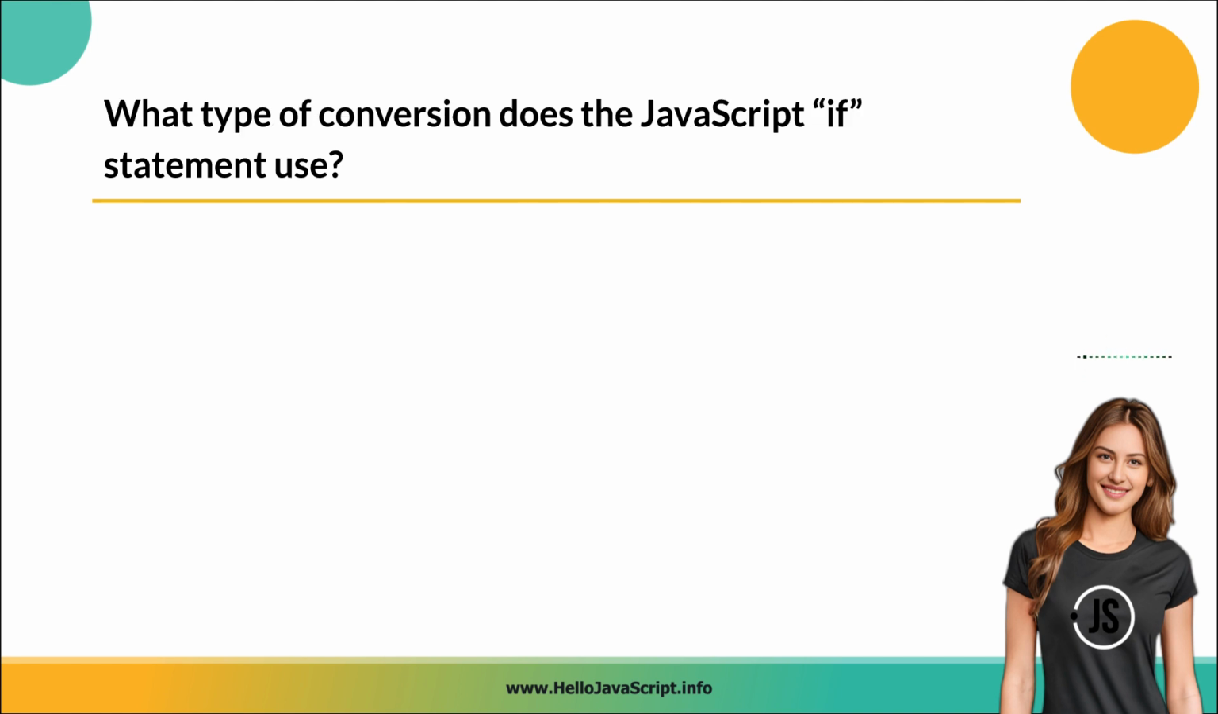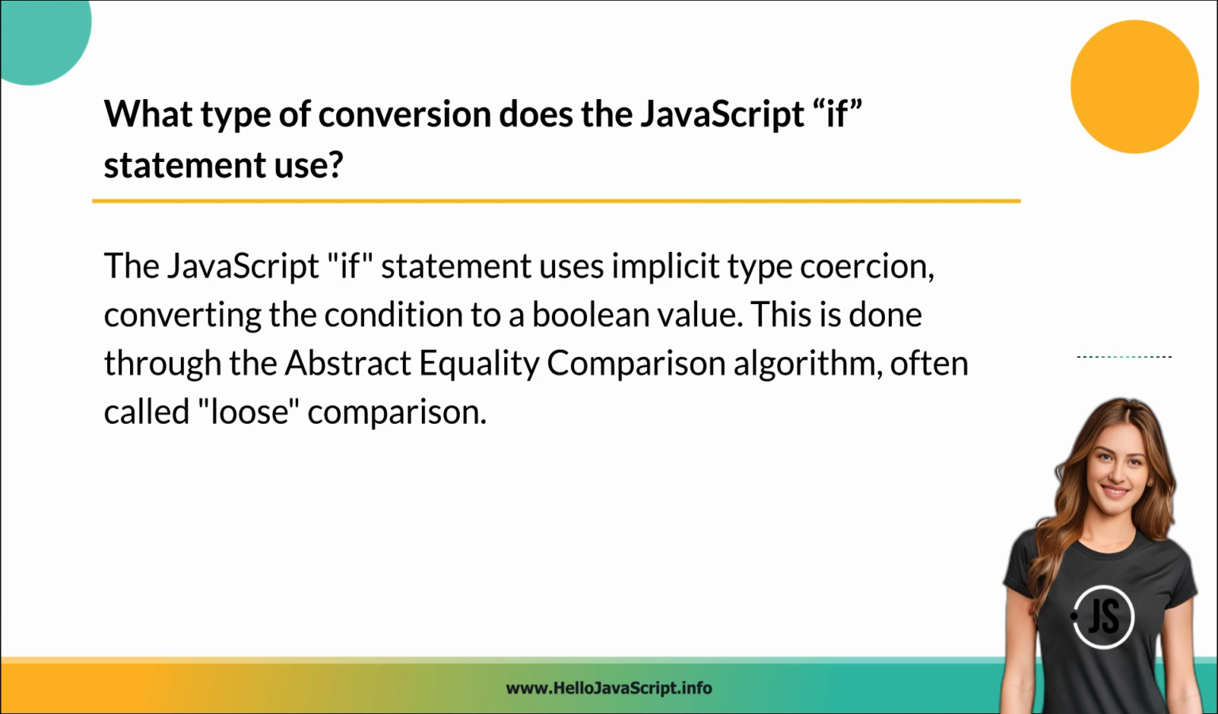Let's look at the next question. What type of conversion does the JavaScript if statement use? The correct interview response is: the JavaScript if statement uses implicit type coercion, converting the condition to a Boolean value. This is done through the abstract equality comparison algorithm, often called loose comparison.